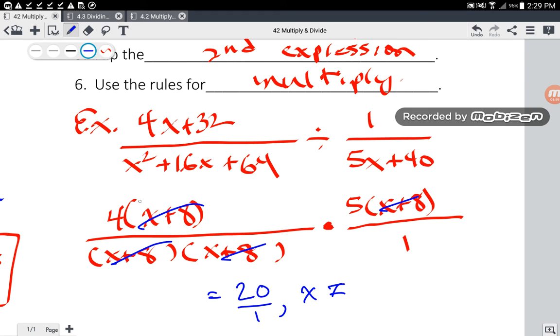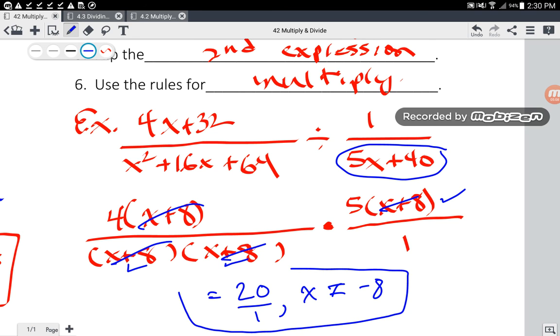So what value makes x plus 8 equal to 0? Negative 8. And what value makes 5x plus 40 equal to 0? It's also the same here, which is also negative 8. So there's your answer, 20, where x does not equal negative 8.